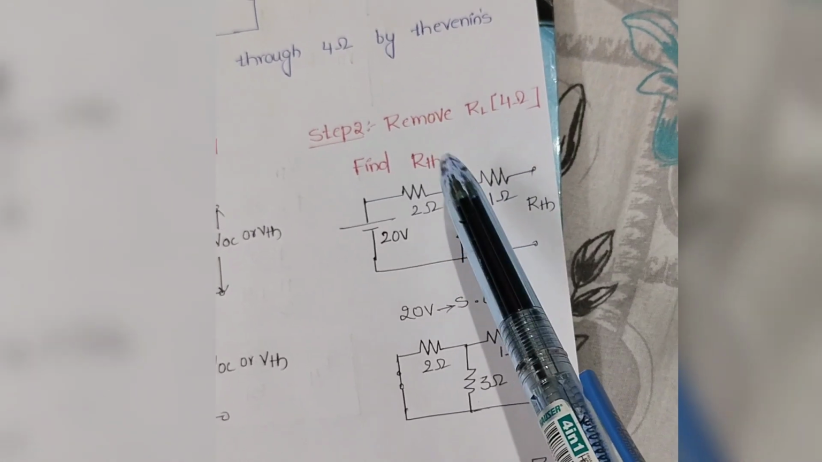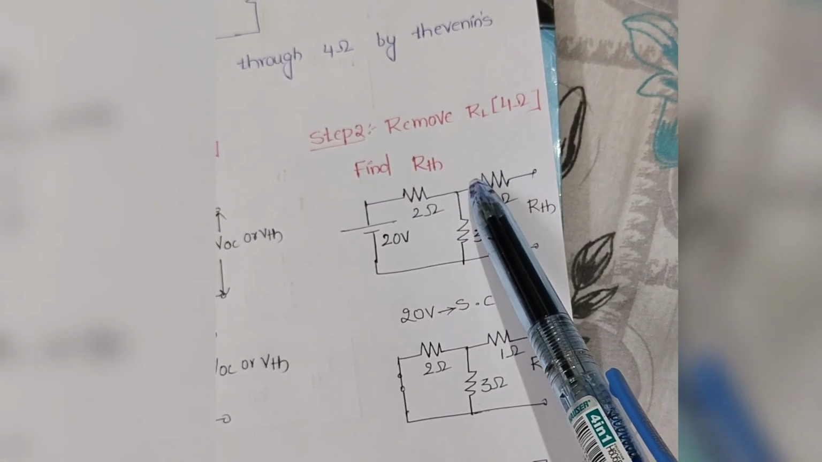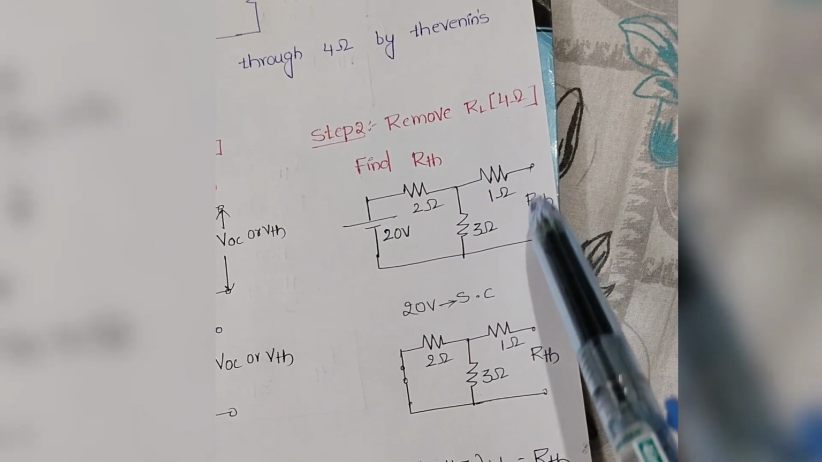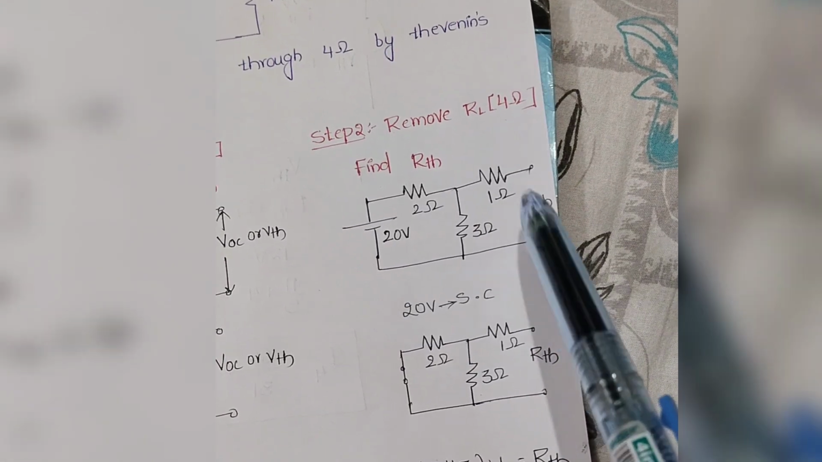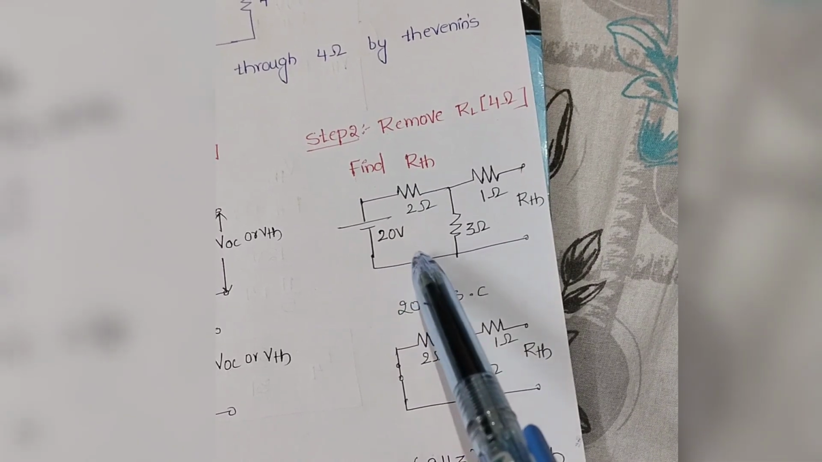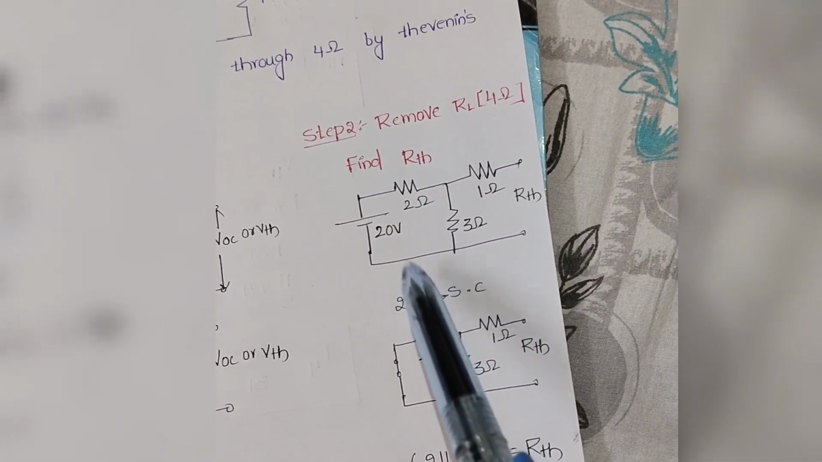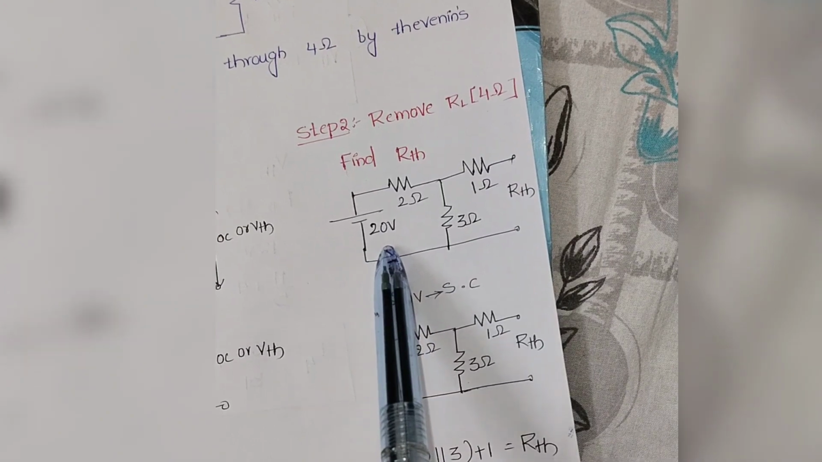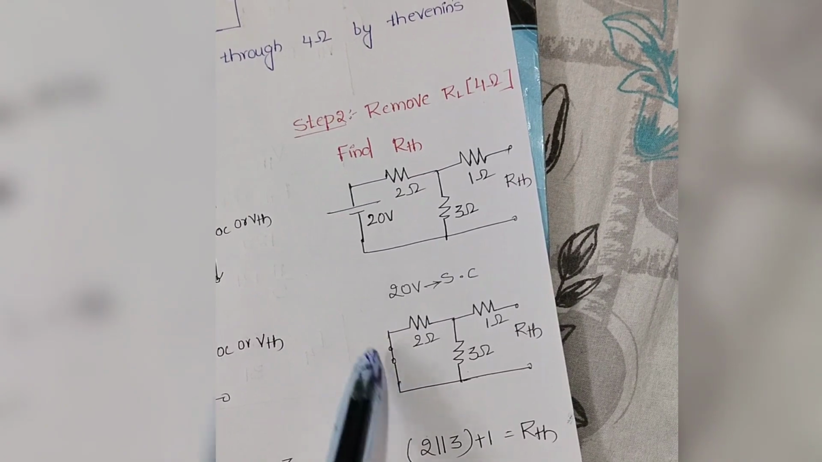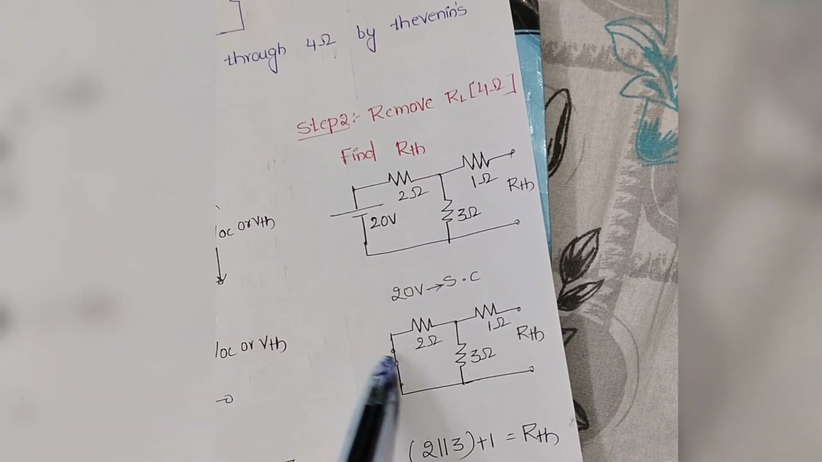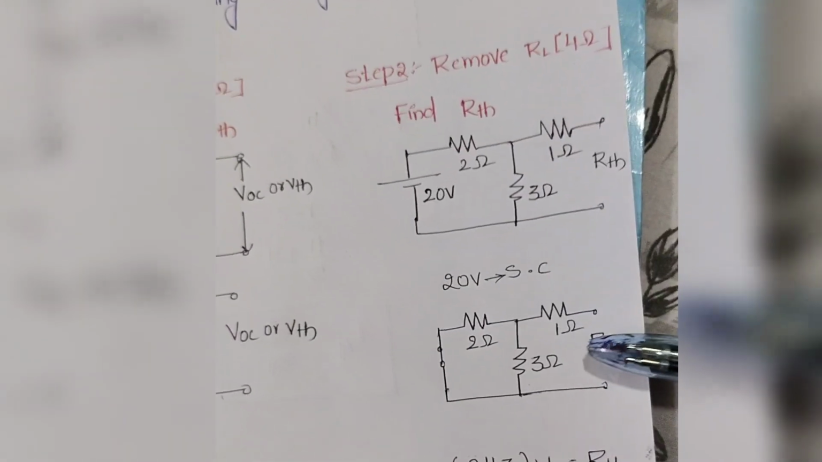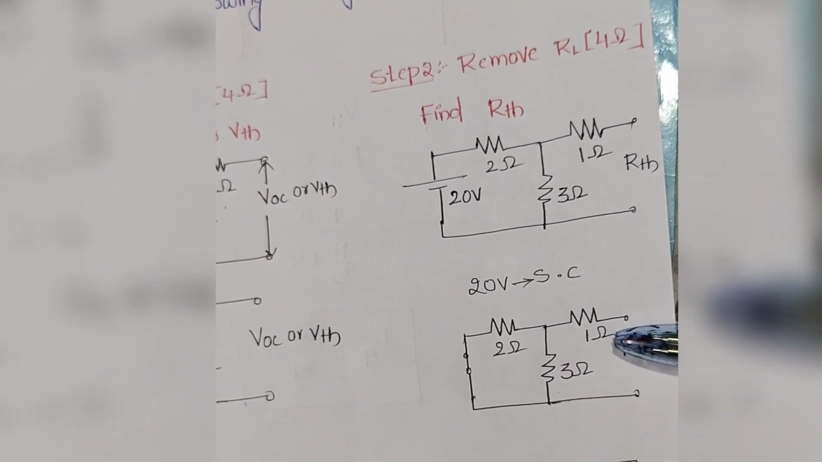I am repeating again. For finding RTH, first remove RL from the main circuit, and after removing RL, any sources in the circuit are replaced with their internal resistance value. For this circuit, we have a voltage source, so we replace this voltage source with a short circuit. If in case the circuit consists of a current source, we have to open that source. Next, we find the RTH between these two terminals.